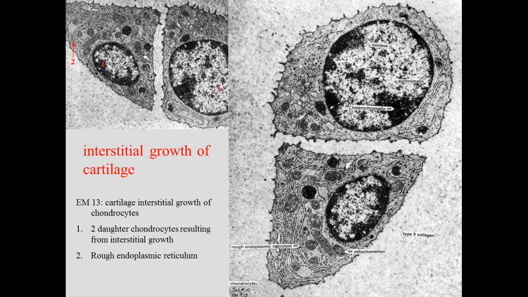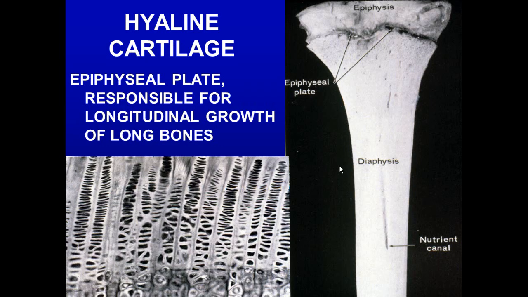Another type of growth a cartilage has is interstitial growth. That is, it can grow from within, and one cell can divide to make two, and you can see where they kind of pushed apart one another, illustrating the interstitial growth as opposed to the appositional growth which occurs on the side.